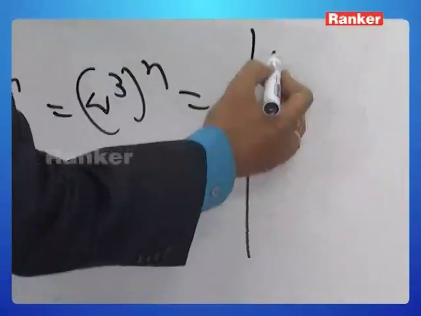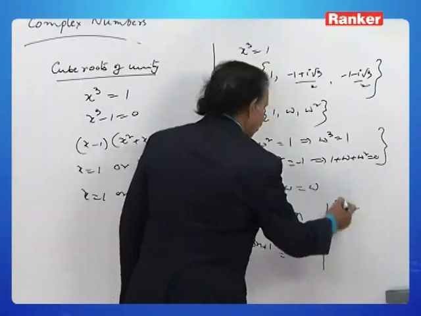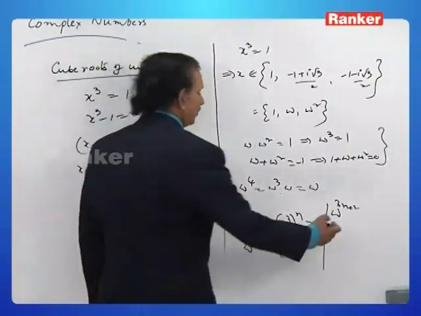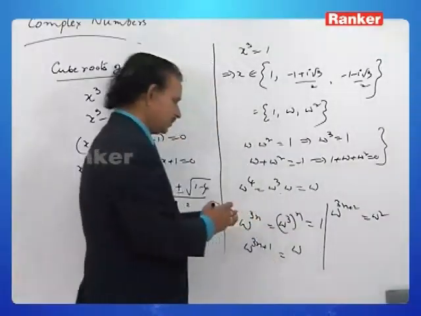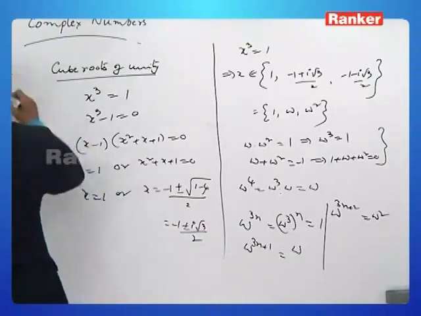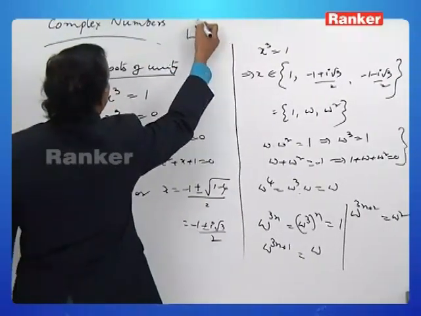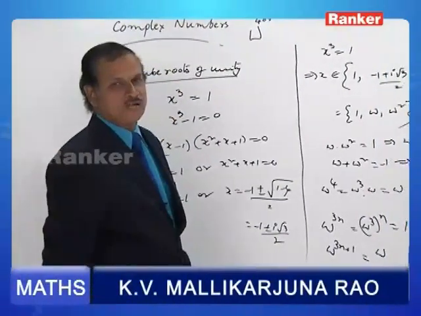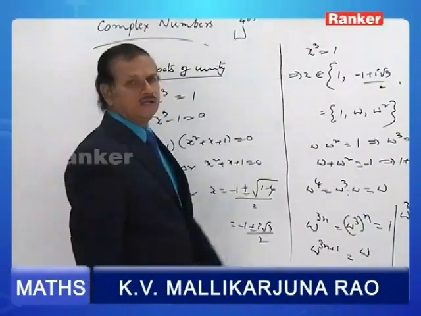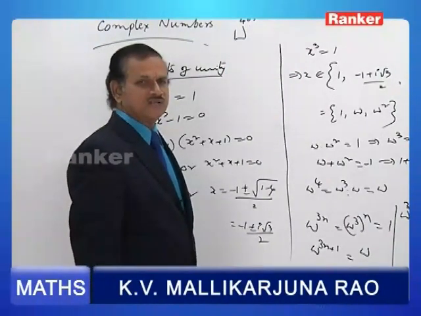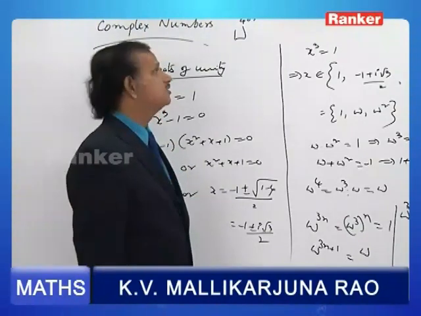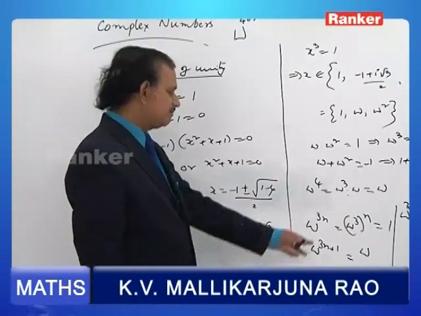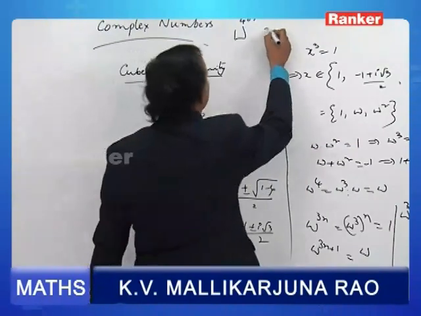Like that, what is omega power 3n plus 2? Omega power 3n into omega square. What is omega power 3n? 1. So it is omega square. So, in general, if there is, say, omega power 405, you observe, what is the value of omega power 405? Is 405 a multiple of 3, or does it leave a remainder 1 or 2 when divided by 3? It is a multiple of 3, and what does it mean? It can be written as omega power 3n. Hence the answer is 1.